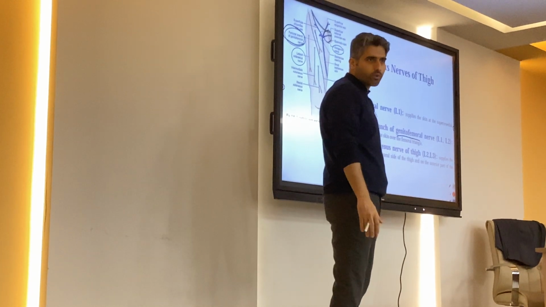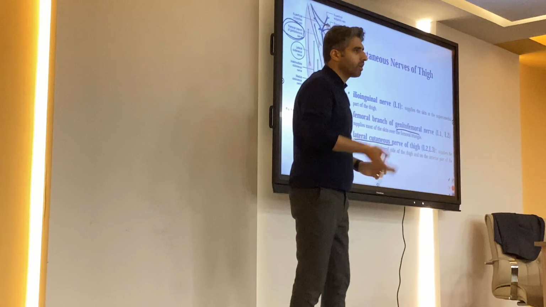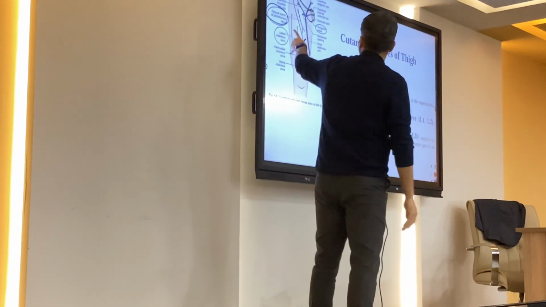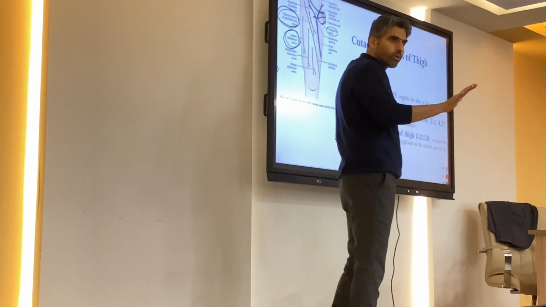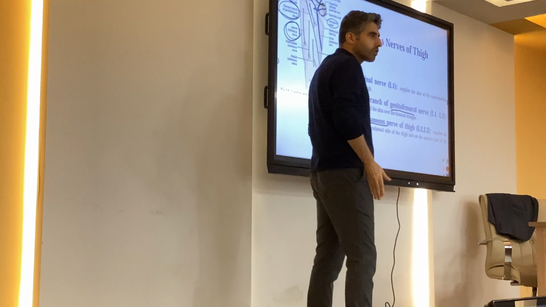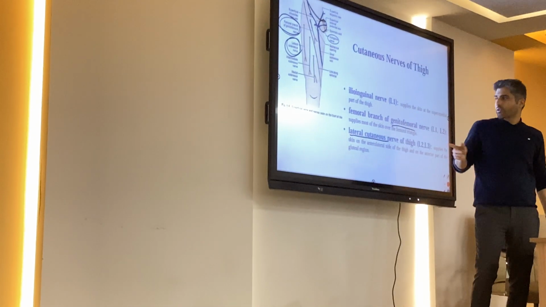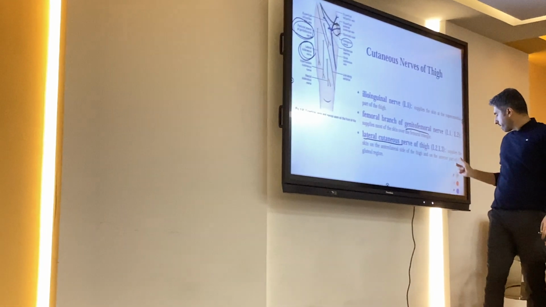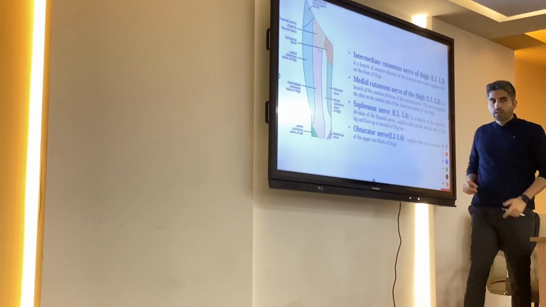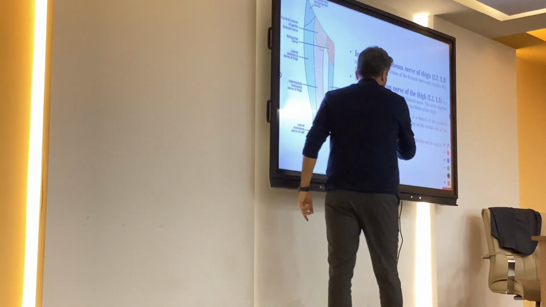Femoral branch of the genitofemoral. Second nerve, sensory: lateral cutaneous nerve of the thigh. Yes, we had it. L2, L3. It's here. So now we talked about three nerves: ilioinguinal, femoral branch of genitofemoral, and lateral cutaneous nerve of the thigh. We have other three nerves: obturator and two branches of the femoral nerve. So this one, obturator nerve.